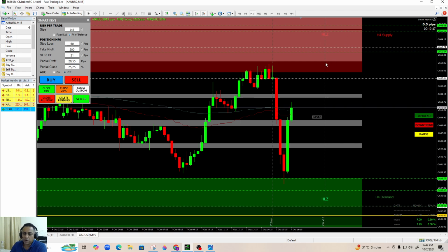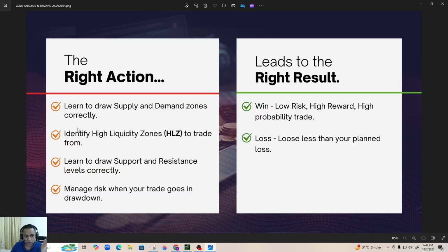If it does come deeper, there might be a trading opportunity for whoever's at the charts. I'm not going to be at the charts. It's a Monday, I'm done for the day. I'll be back tomorrow, same time, and we'll go through the exact same steps. We're going to draw supply and demand zones, identify high liquidity zones, and draw support and resistance levels correctly.